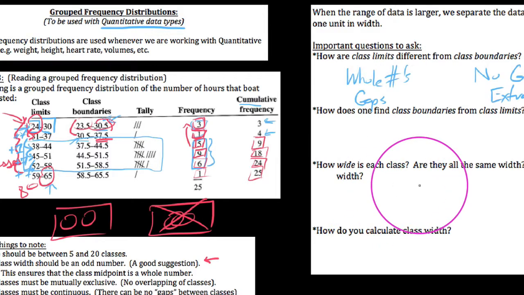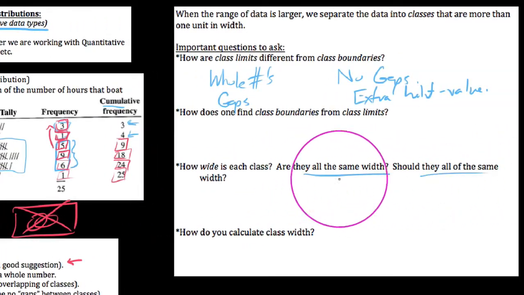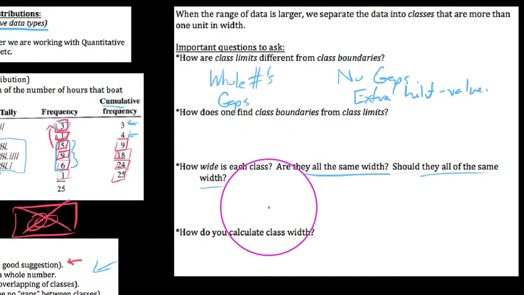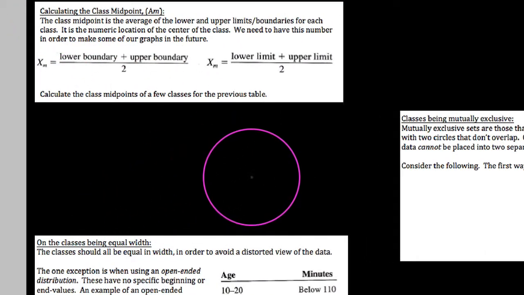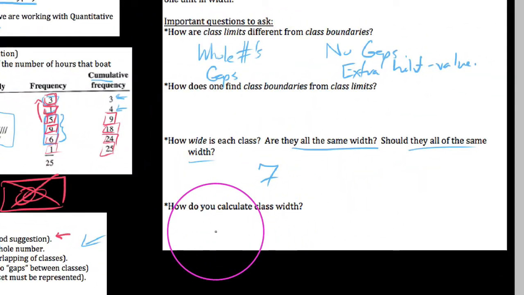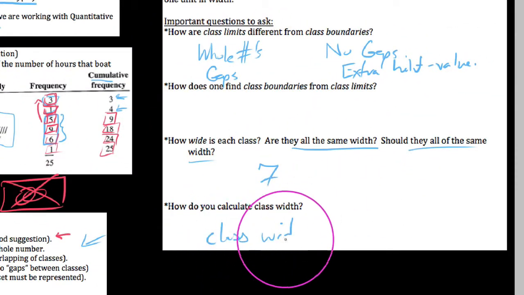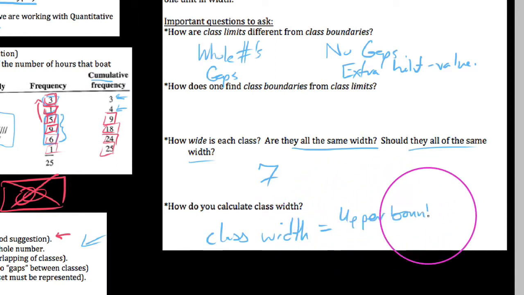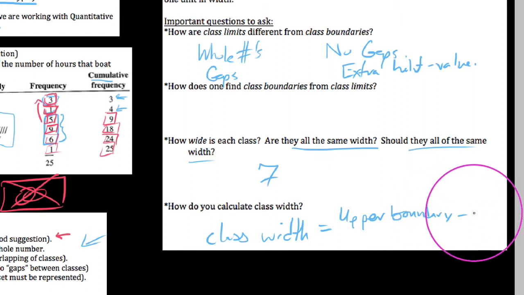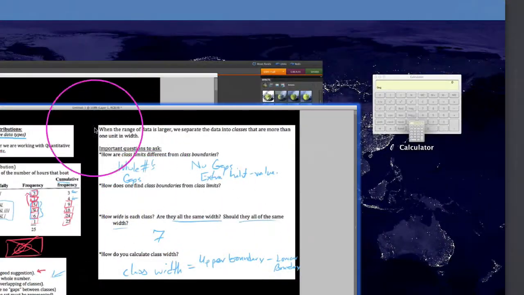How wide is each class? Are they all the same width? They should be the same width, as we said in our suggestions, and the classes are all width 7 in this case. And how do we calculate class width? Class width is always equal to the upper boundary minus the lower boundary. That would be our class width there.